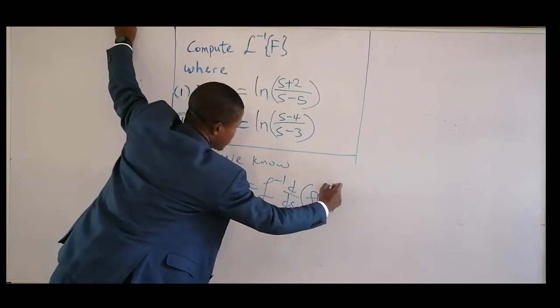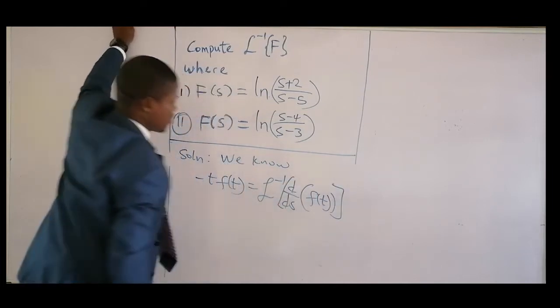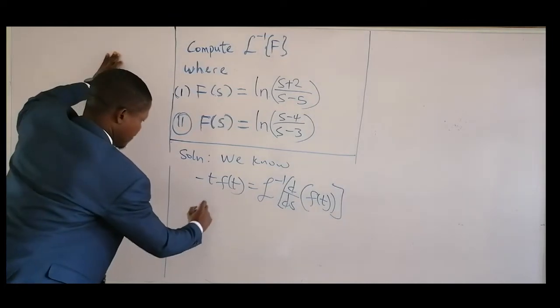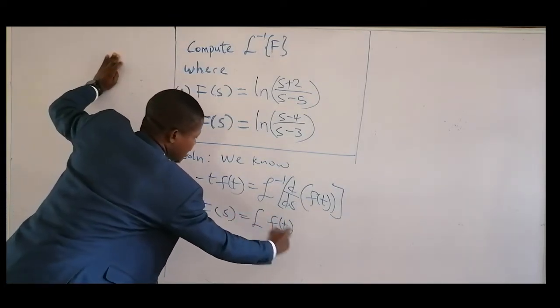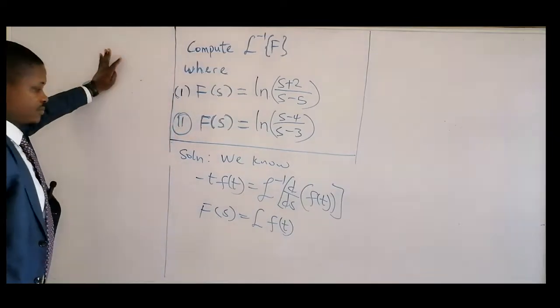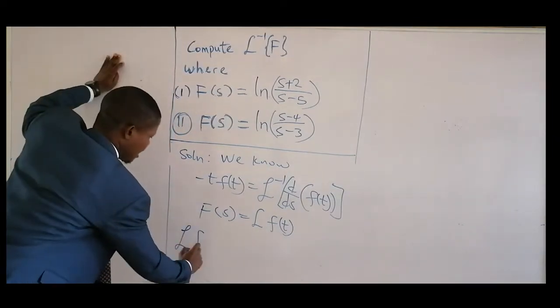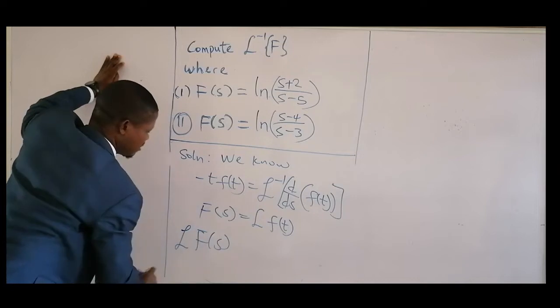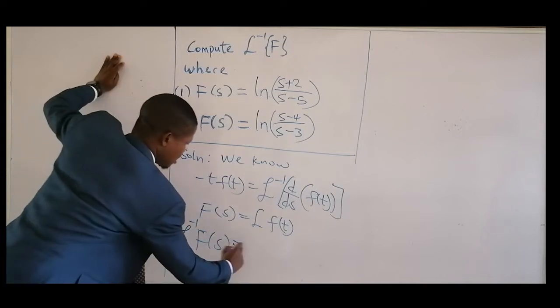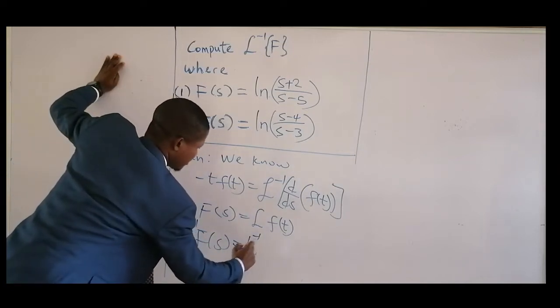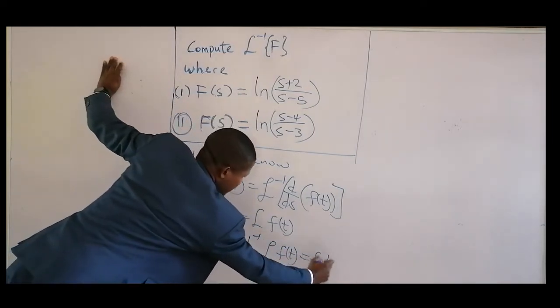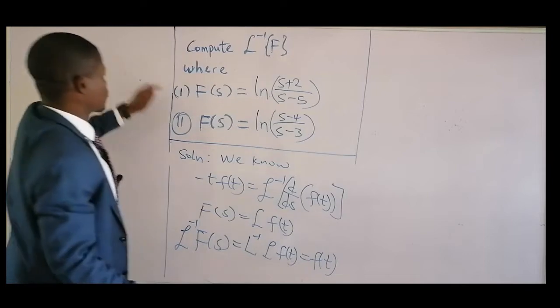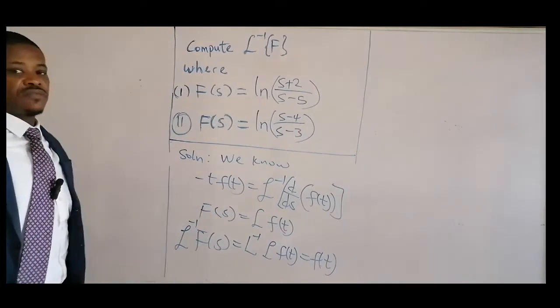We know that. And don't forget that f of x is the same thing as the Laplace of f of t. If you take the inverse of this, and the inverse of the Laplace of f of t also, it will give you f of t.